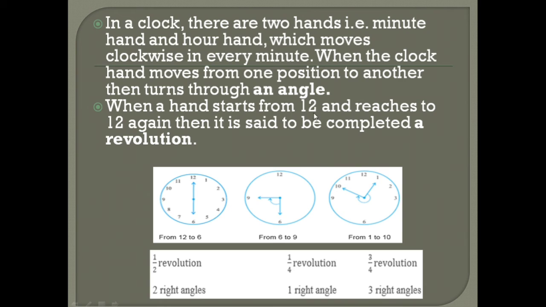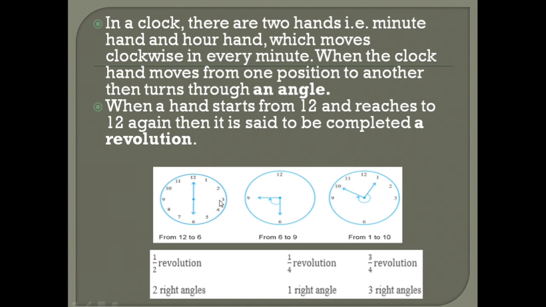When a hand starts from 12 and reaches 12 again, it is said to have completed a revolution. So revolution, straight angle, complete angle and right angle are clear. Now let's see some examples of how a revolution takes place in a clock.